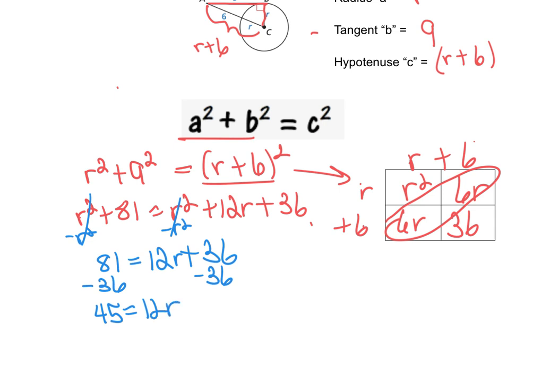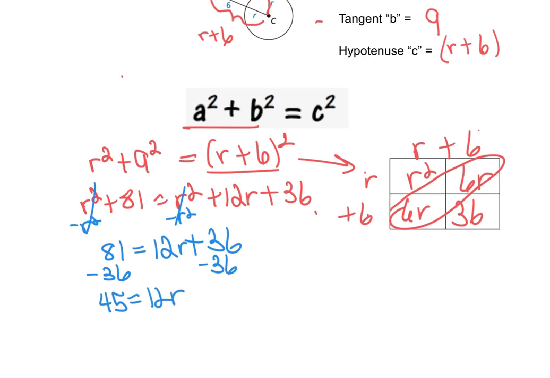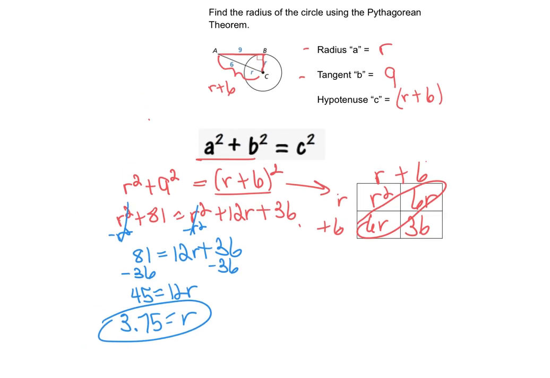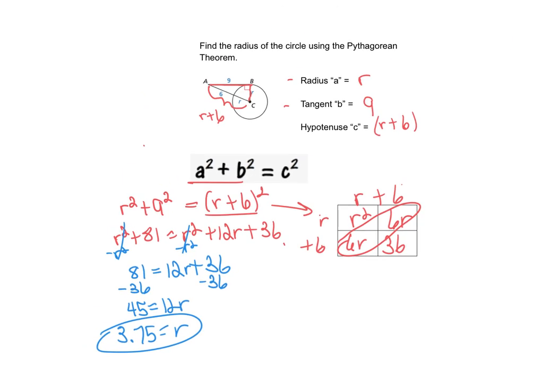If we divide by 12, we get that our radius is 3.75, which is fine for our radius to be a decimal value. That's not a big deal. It's a distance, it's a length, so it can be whole numbers, fractions, decimals, anything that we want, and it works out just fine. So don't freak out if your answer ends up being a decimal like that. We would just use 3.75 as our answer.